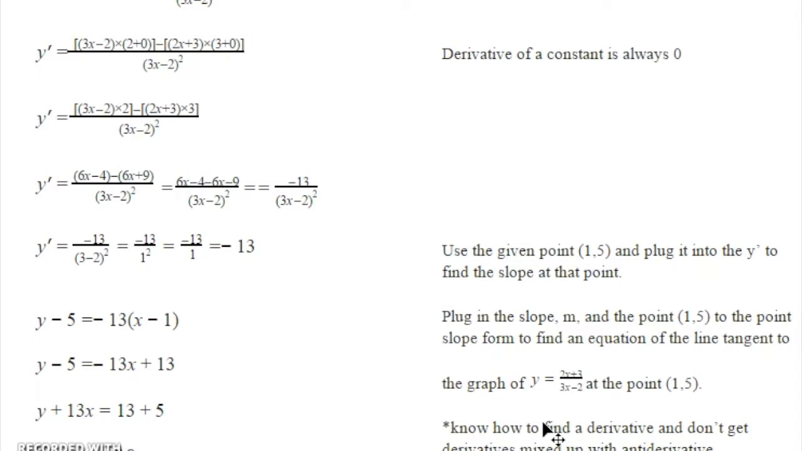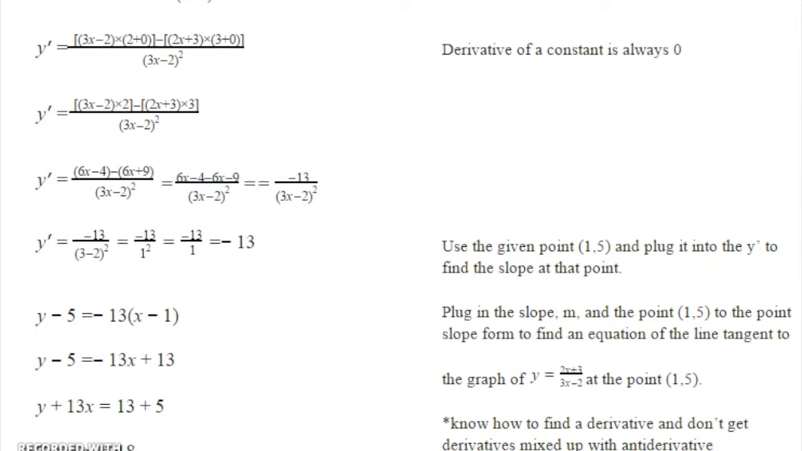For this problem, we have to know how to find a derivative and not get derivatives mixed up with antiderivatives. And we have to know the quotient rule for derivatives. We also have to know that the derivative of a constant is always 0. So for number 7, the answer was B.